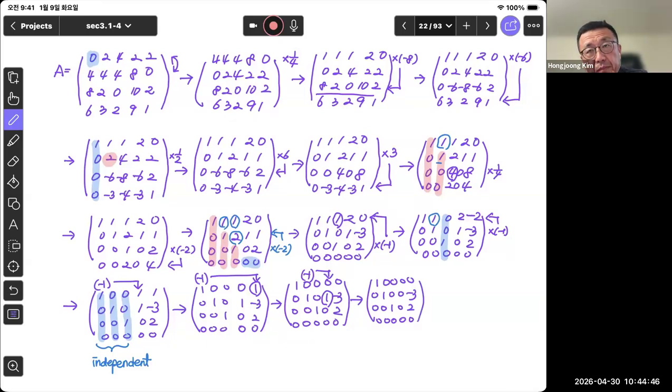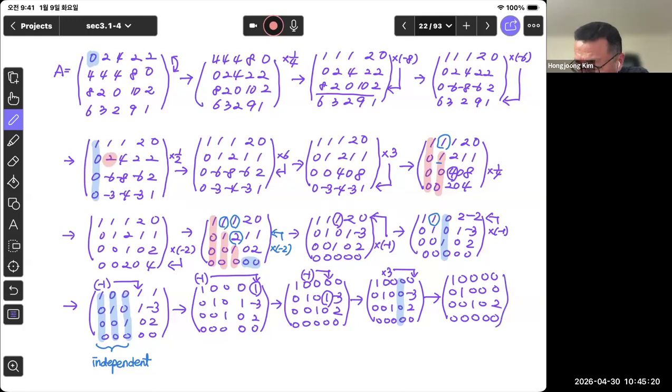Okay. So at this point, the fourth column now becomes just the 0 column. Now let me multiply 3 to the second column and then add it to the fifth column. Then matrix becomes 1, 0, 0, 0, 0, 0, 1, 0, 0, 0, 0, 0, 1, 0, 2, 0, 0, 0, 0, 0.